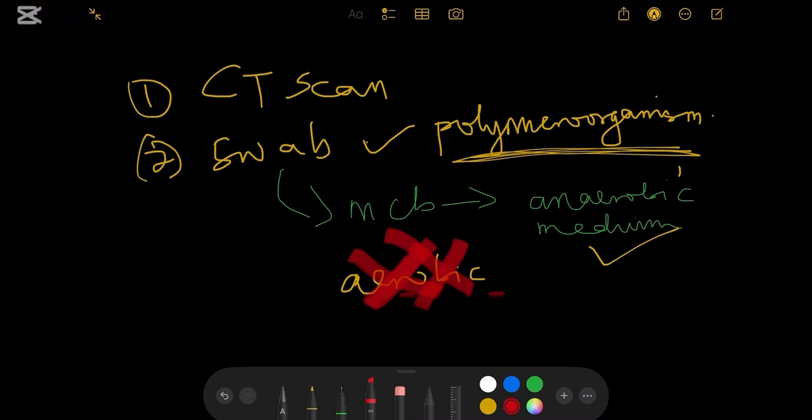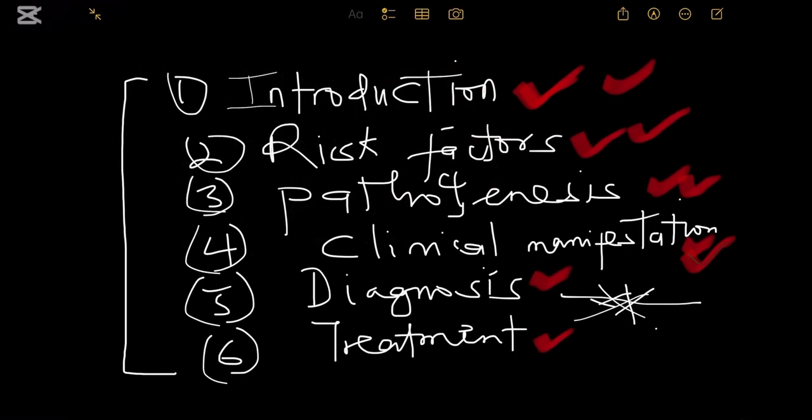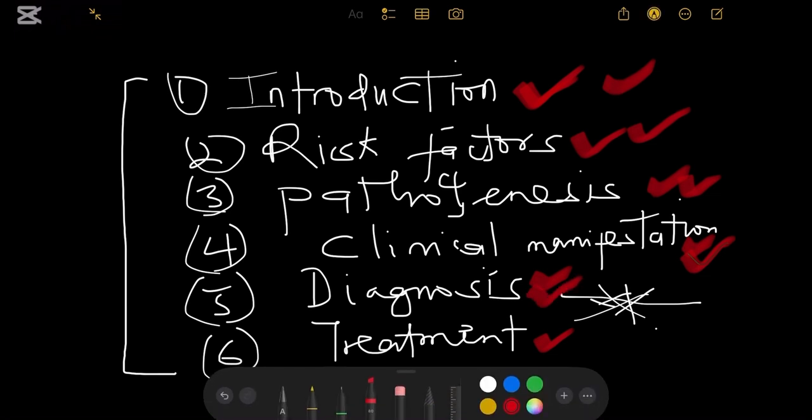So that is that. Another thing we have to do now is the treatment, because I think that is the last one. We are done with the introduction, the risk factors, the pathogenesis, the clinical manifestation, the diagnosis, and now the treatment, which is where the main point lies. So for the treatment, let's go.